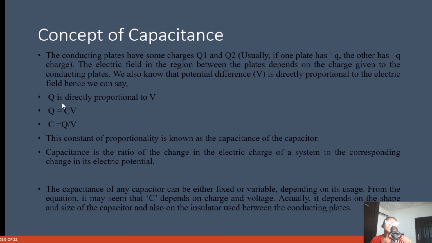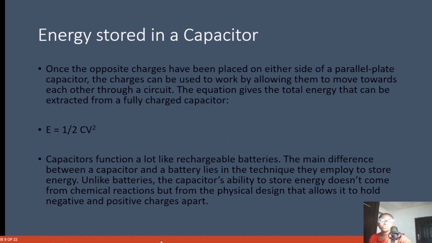When we say this, it is as if I'm saying Q is directly proportional to V. Let's go to our board to write that. Then we introduce the constant. Q is directly proportional to V, and Q is equal to what? CV. And if we make C the subject of the formula, C is going to be equal to what? Q over V. C will be equal to Q over V.